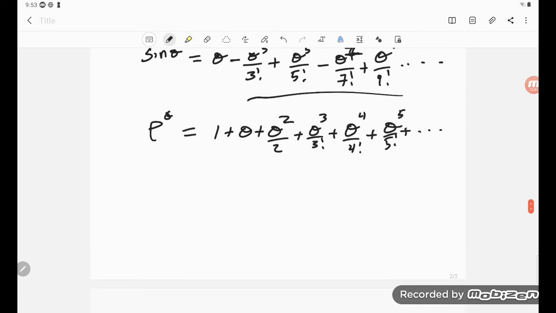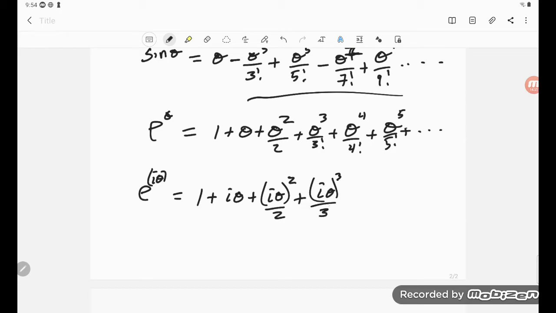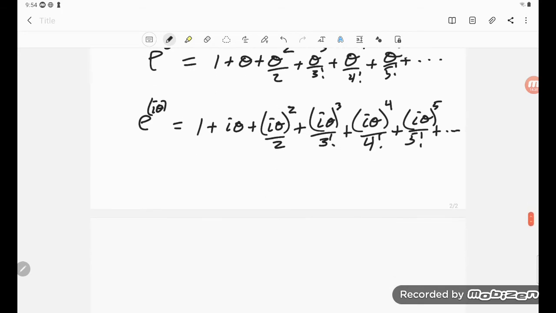But now let's look at e to the I theta. Well, to evaluate that, just put in I theta everywhere you see a theta, and so that's 1 plus I theta plus I theta squared over 2 plus I theta cubed over 3 factorial plus I theta to the 4th over 4 factorial plus I theta to the 5th over 5 factorial plus dot, dot, dot. So we just make that substitution.